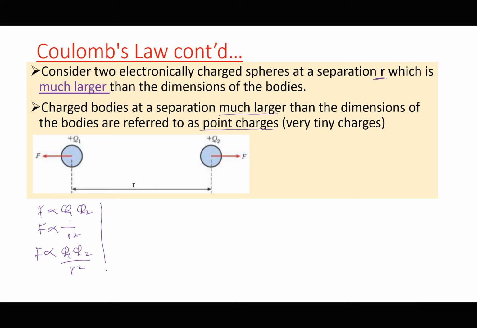Our task now is to remove the proportionality sign. That means the force F is going to be equal to a constant we shall call k times Q1 Q2 divided by r squared. By Newton's third law, the force which Q1 experiences from Q2 must be equal but opposite to the force which Q2 experiences from Q1. The constant k is a constant of proportionality that we are going to establish later on.